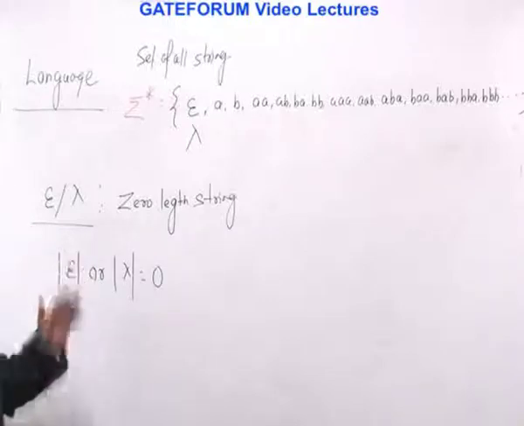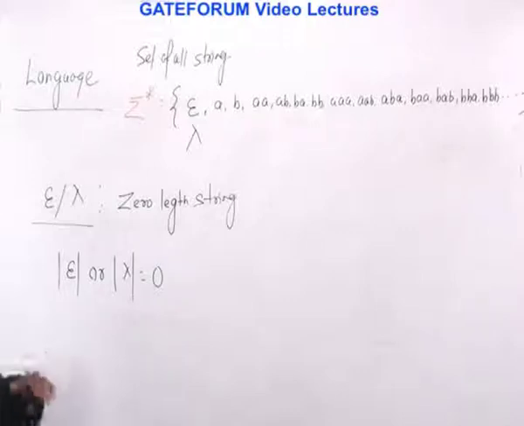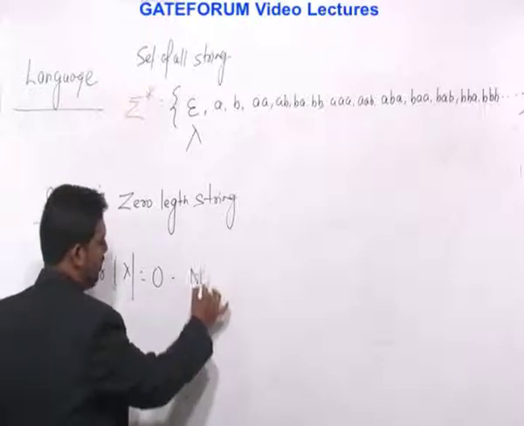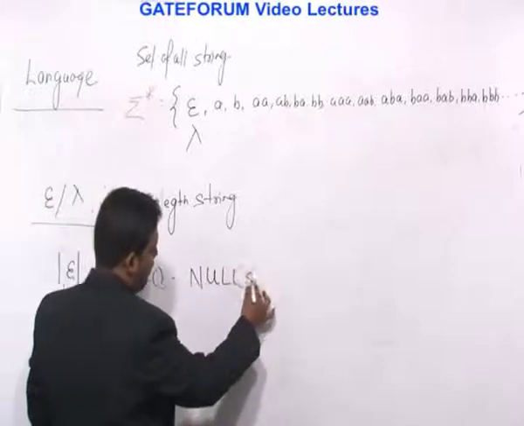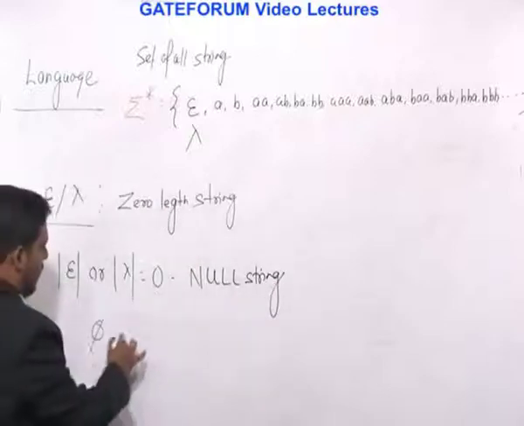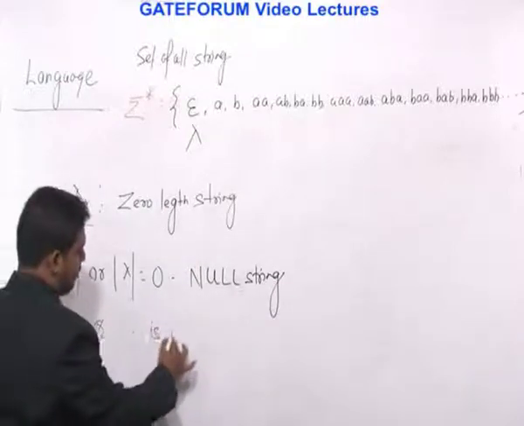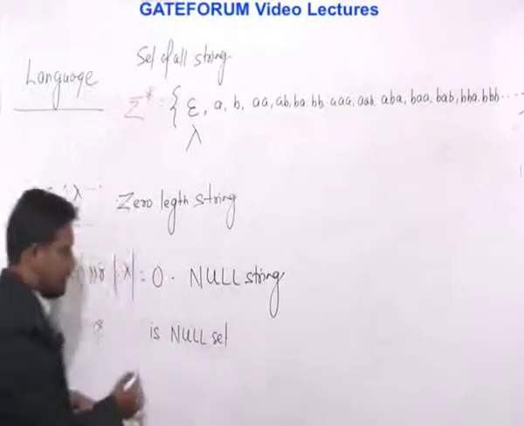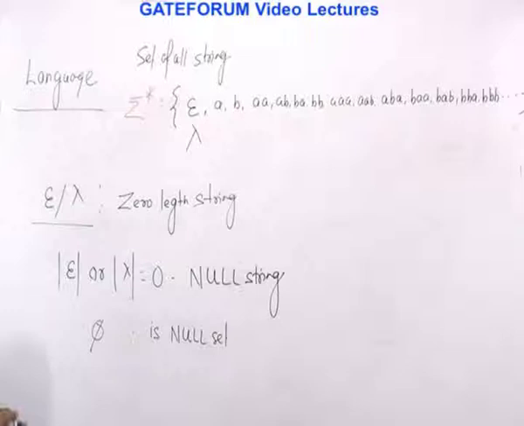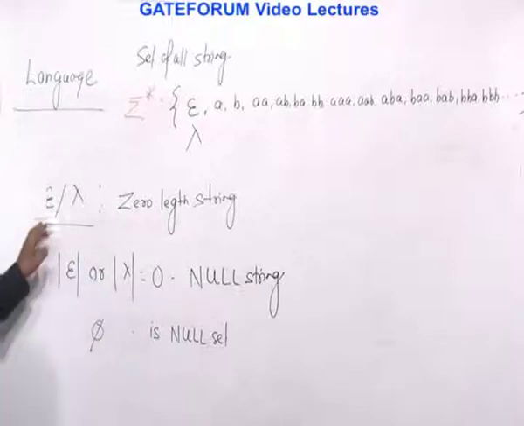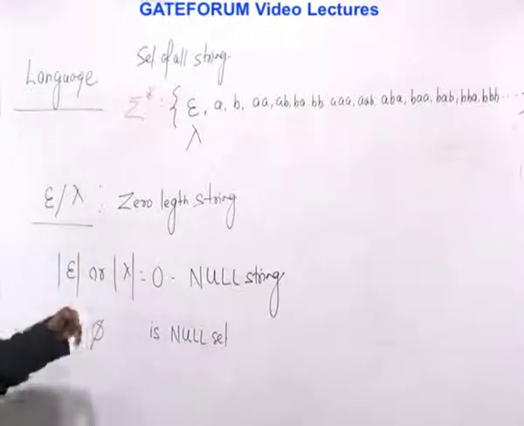Phi is the empty set, the null set. Epsilon is the null string. Both are different objects. Remember this: epsilon is the null string, and phi is the null set. So one is a set, another is a string. Don't mix up these two things. Epsilon or lambda is a zero length string. These are the terms used in the GATE examination. Whenever lambda or epsilon comes, assume it's the null length string.